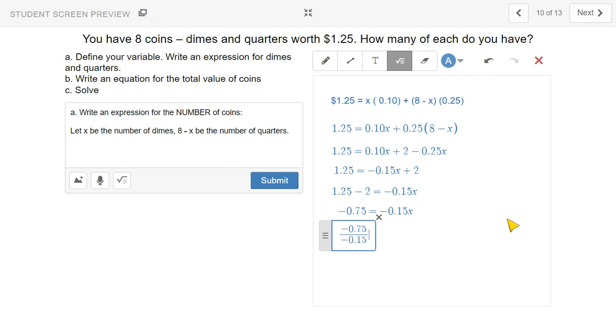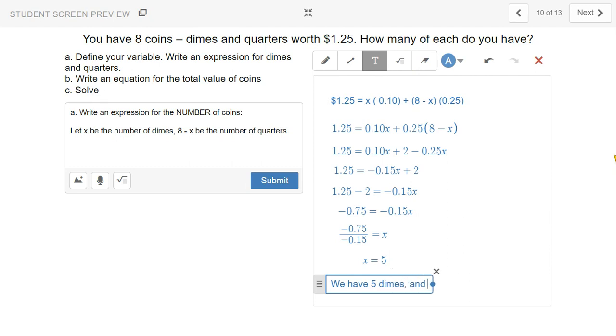0.15 to get the value of x, and we have x is equal to 5. Now, what that tells us is that we have 5 dimes and we have 3 quarters. I got 3 quarters because I took 8 minus 5 to get the number of quarters.